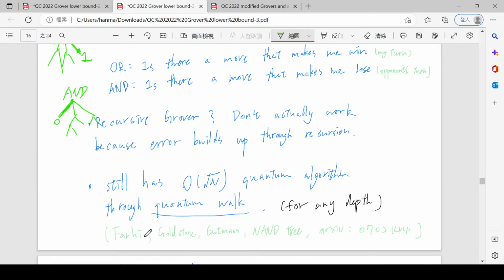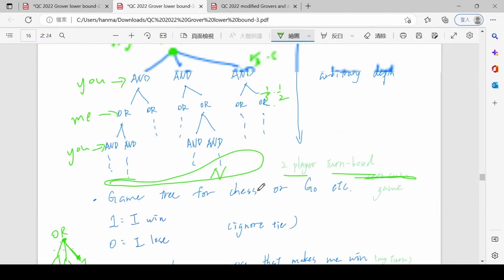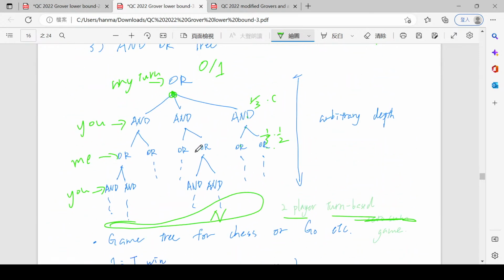Really cool. And if you want to see the details, here is the paper by Farhi, who is my grad school advisor, Edward Farhi, and Goldstone, who is a very famous physicist, I believe a Nobel Prize winner, and Sam Gutmann, who is Eddie's friend. Anyway, the keyword is NAND tree. NAND is not AND, but I believe if you put a NOT on some of those labels, then a NAND tree is the same as an AND-OR tree.